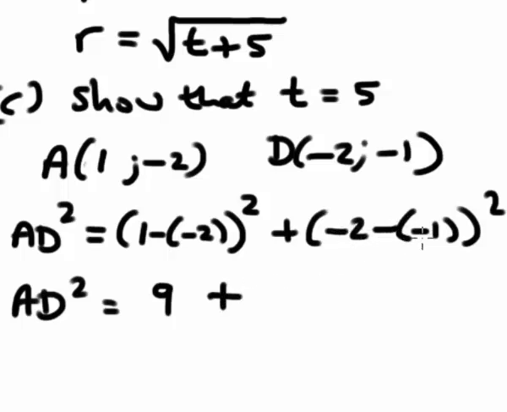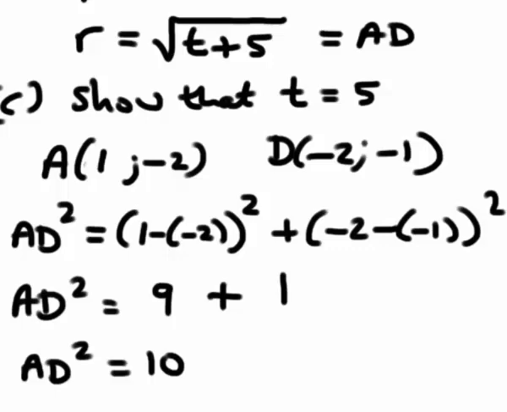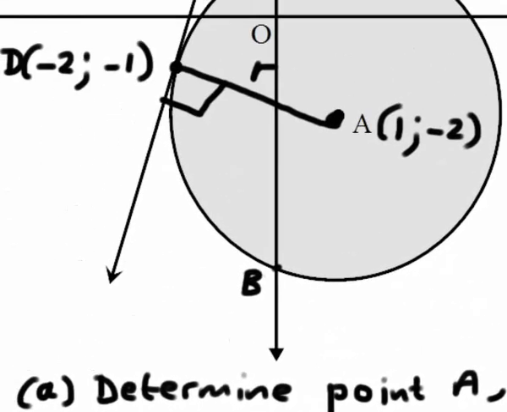Negative 2 plus 1 is negative 1, squared is 1. So then your AD squared is equal to 10. But what do we know? If you think about it, this r is actually the length of AD. Think about it carefully. This AD is the length of the radius.